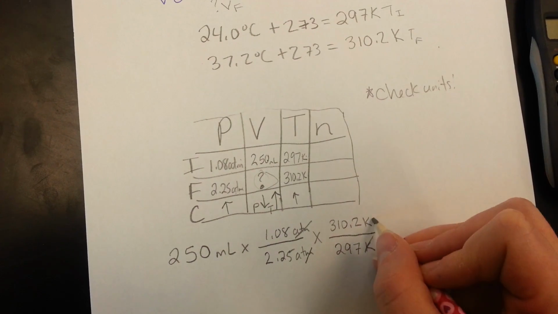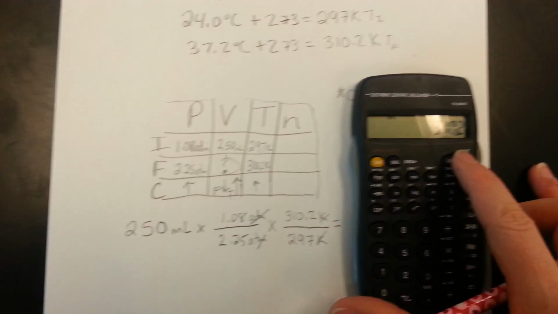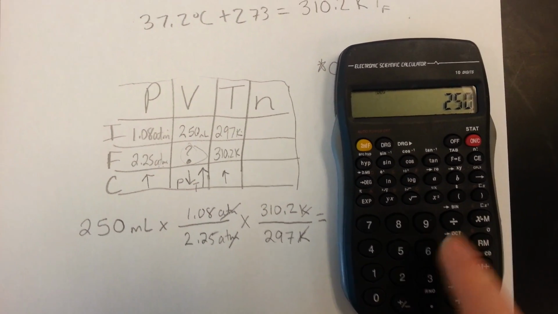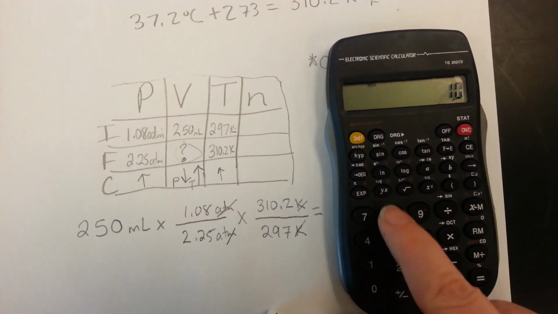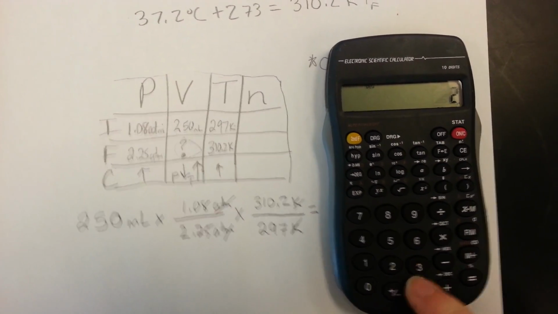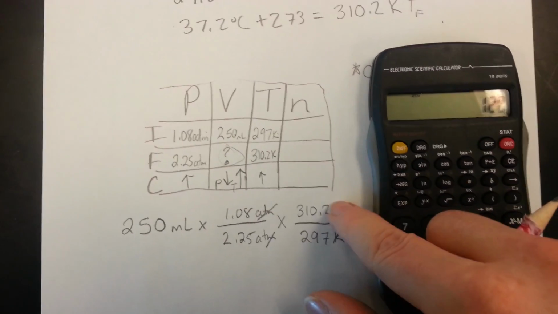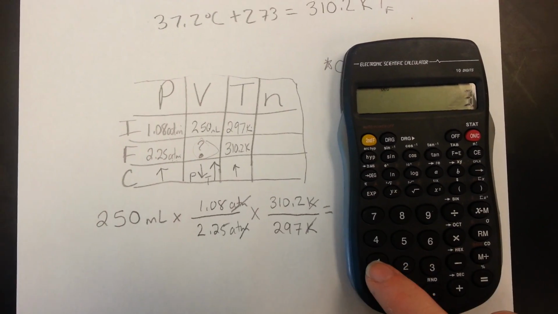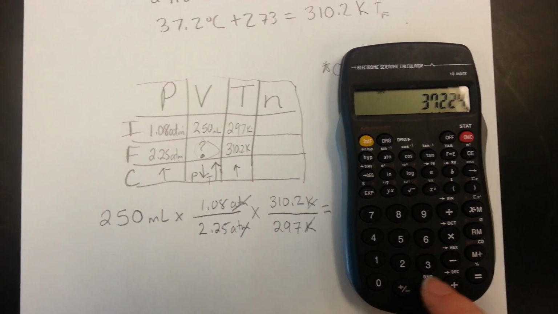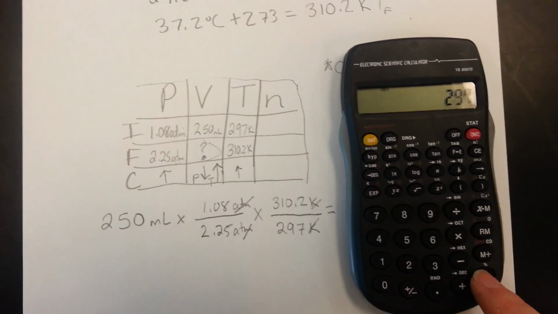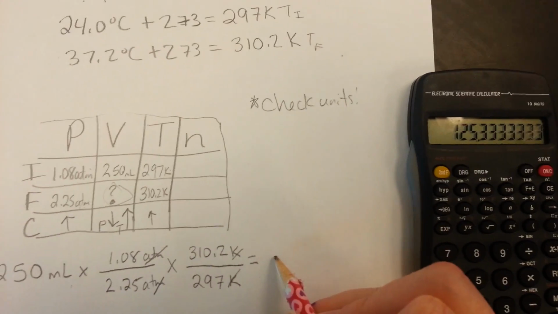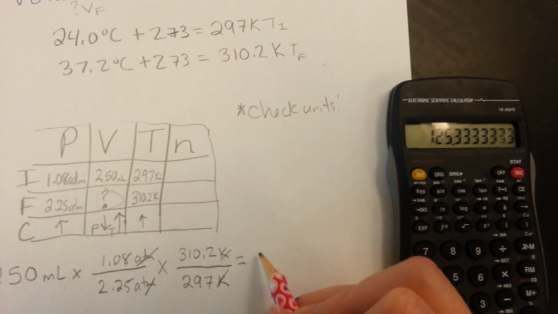So then, put it in our calculator. Now we're going to work our way across the problem. So we start with 250. Then we multiply by 1.08 equals. Then we divide by the bottom. Divide by 2.25 equals. Then we move over here. Times 310.2 equals. Divide by 297 equals.